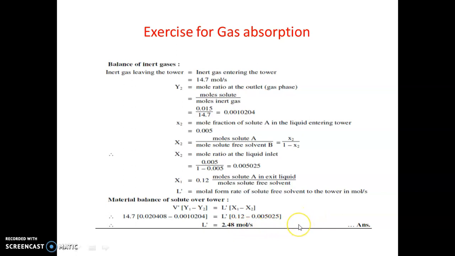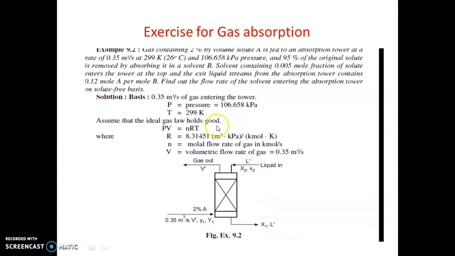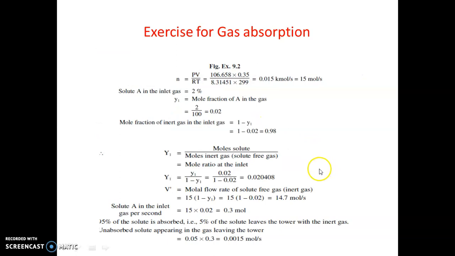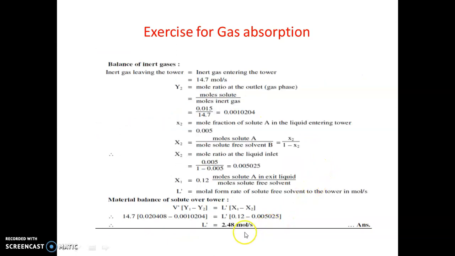So this is the molar flow rate of the solvent entering the absorption tower on a solute free basis. That means this liquid flow rate is necessary for the absorption of the gas A. So in this way we can calculate the value of L dash.